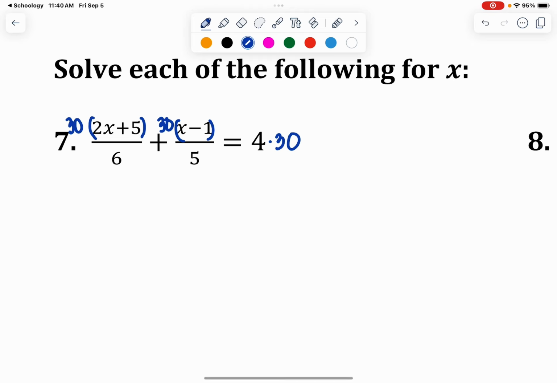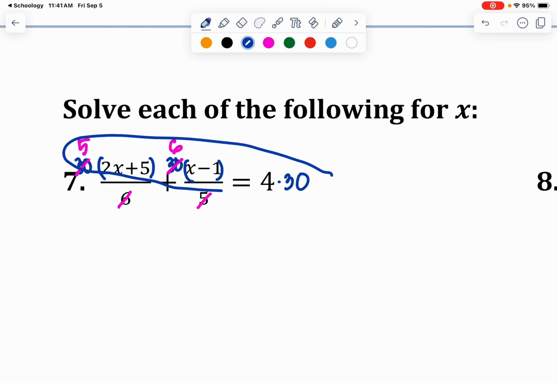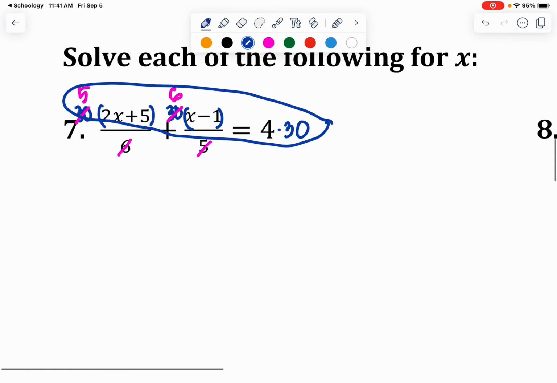And then I simplify these fractions right away. So I say, okay, 6 goes into itself once, 6 goes into 30 5 times, 5 goes into itself once, 5 goes into 30 6 times, and now I write down what I have left. So I have this left. The denominators are already gone. I just like it better.